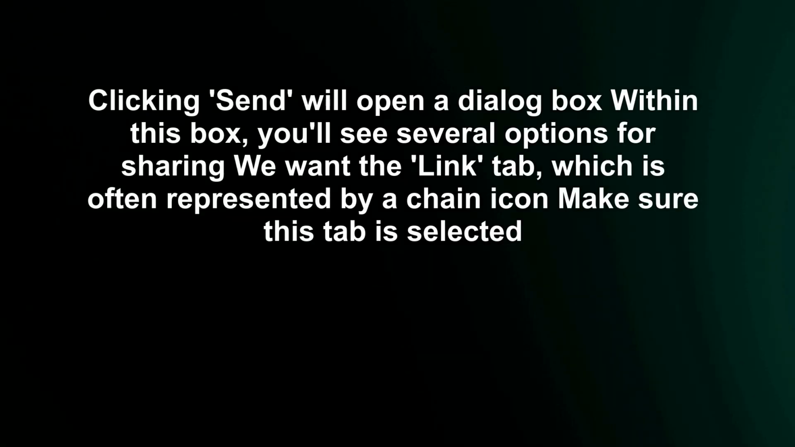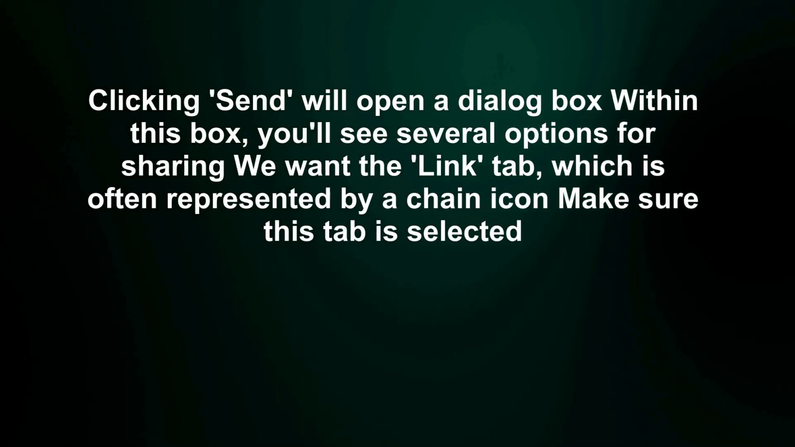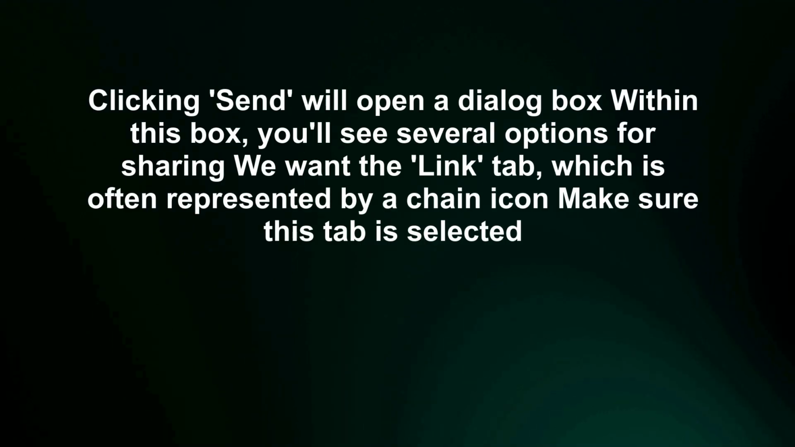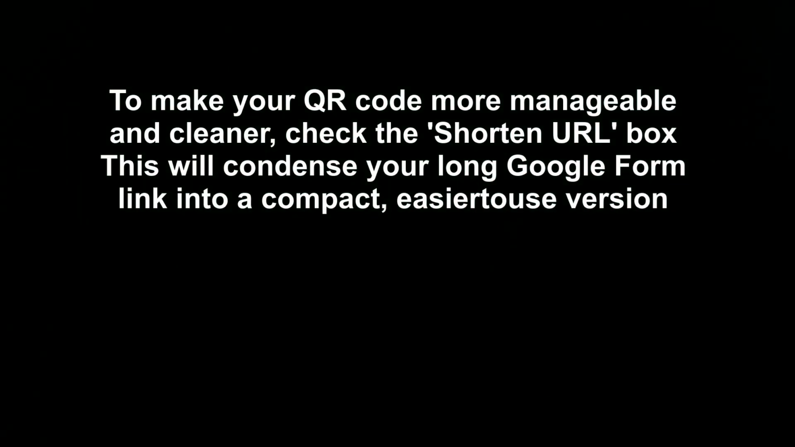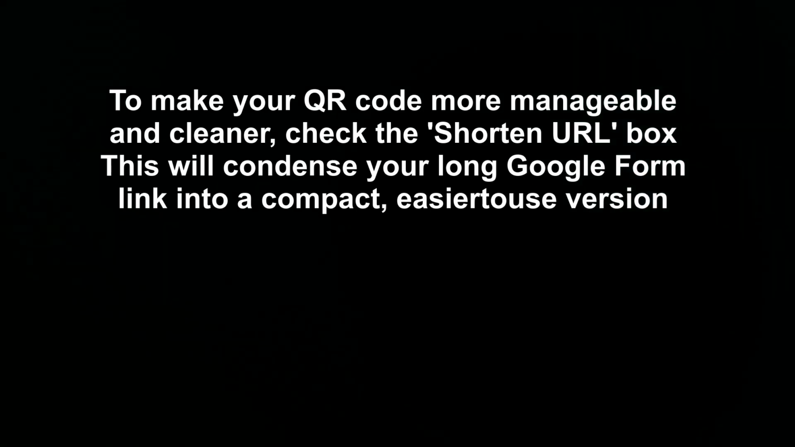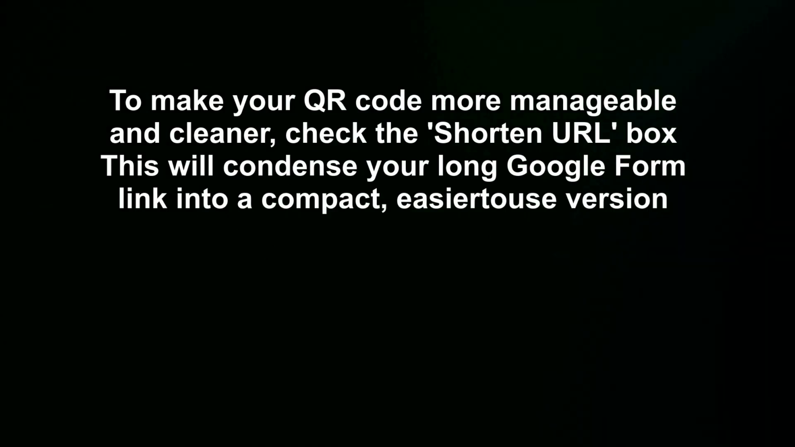Within this box, you'll see several options for sharing. We want the Link tab, which is often represented by a chain icon. Make sure this tab is selected. To make your QR code more manageable and cleaner, check the Shorten URL box. This will condense your long Google Form link into a compact, easier-to-use version.